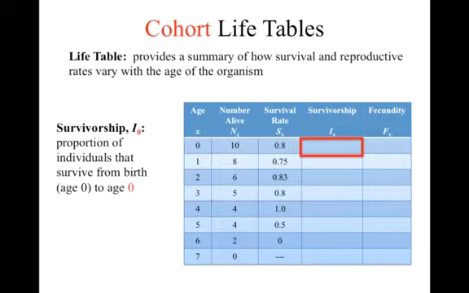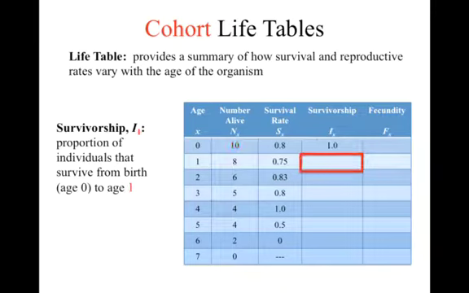So if I now take a look at my year 0 survivorship, that would be the proportion of individuals that survive from birth to age 0. Well, that doesn't take much. Basically, all of the organisms that are born, all of the plants that were born, survived to age 0. So the survivorship for your age 0 individual should always be 1. If it's not 1, you've messed up.